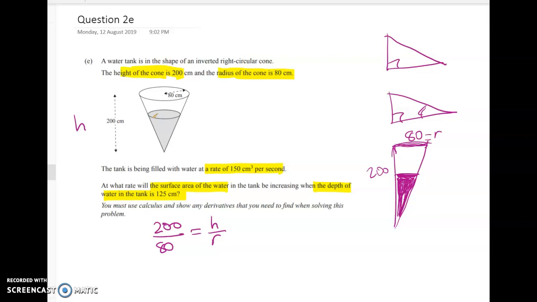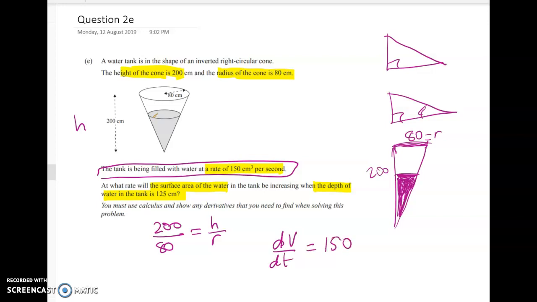So let's see what we know. Well, we've got a derivative here. The tank is being filled up with water at a rate of 150 cubic centimetres per second. So that tells me that dV by dt is equal to 150.